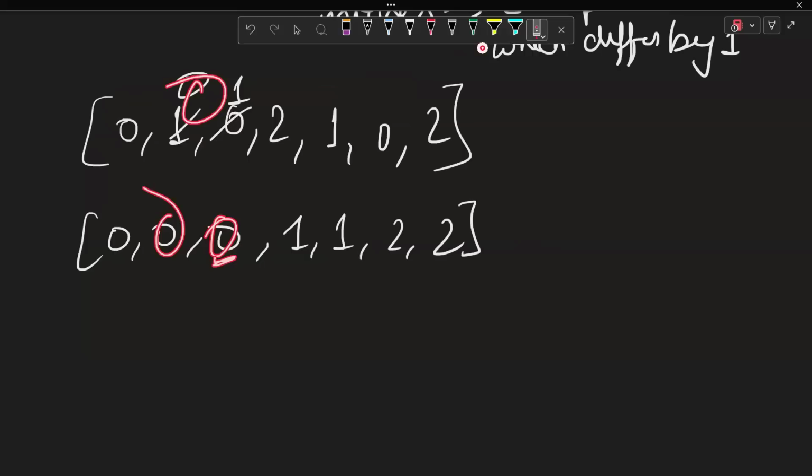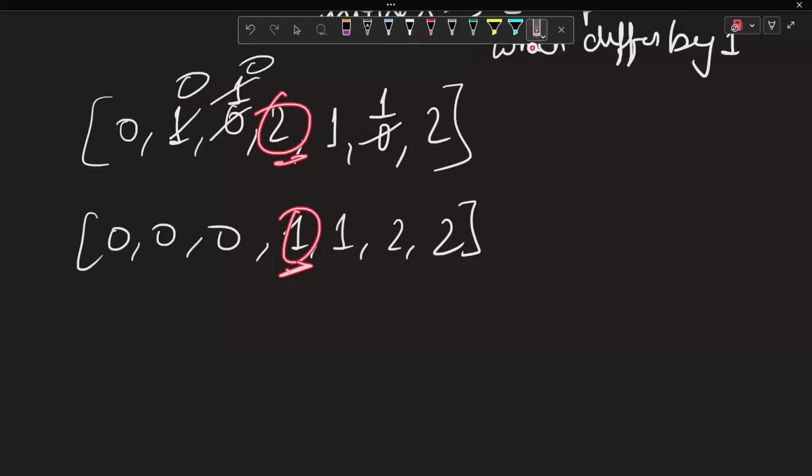Now again you have a 0 and you have a 1 here, so search for some other 0 and swap it with that. Okay, so let's say I swapped it with this. Then I have a 1 and here we have a 2. I need a 1 here and there is a 2 present. So search for some 1, swap it with it.